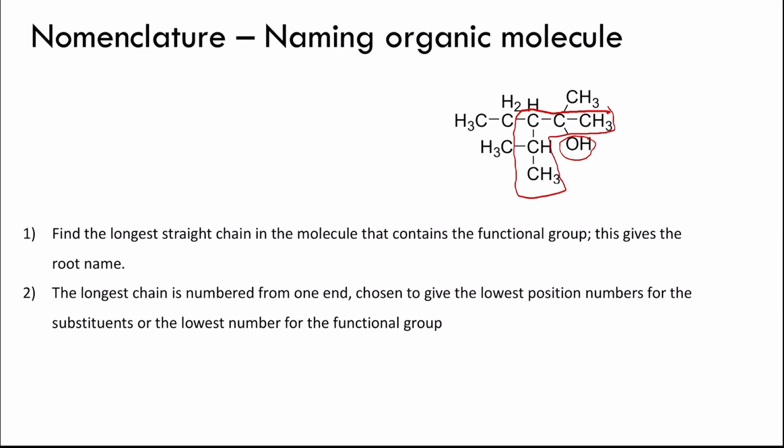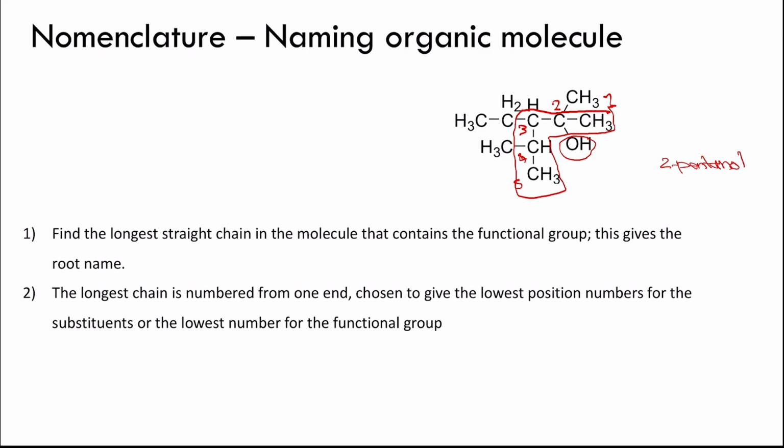So in this case, this is the longest carbon chain. Let's number it. The CH3 at the beginning is going to be 1. This is 2, 3, 4, and 5. So now we numbered it. It has 5 carbon atoms, so this is a pent. And then we have an alcohol on carbon number 2. So this is 2-pentanol. This is the root name, 2-pentanol.